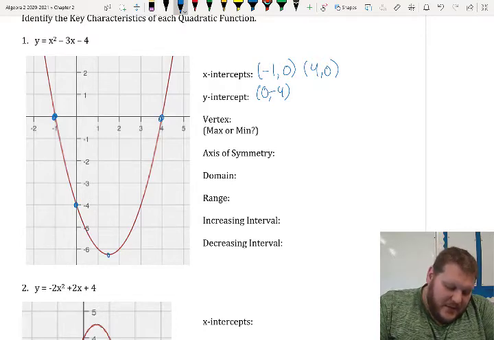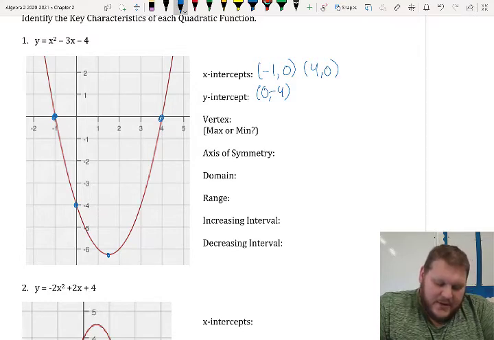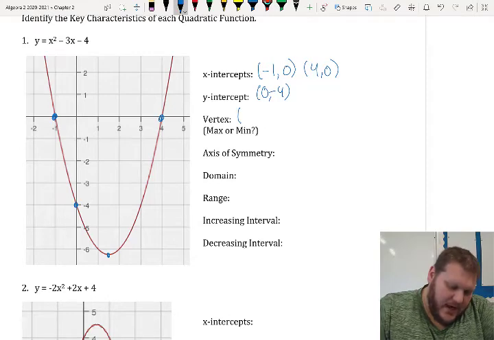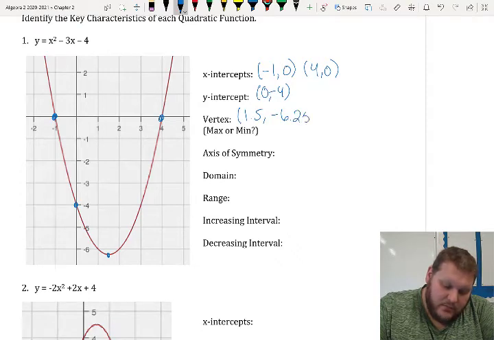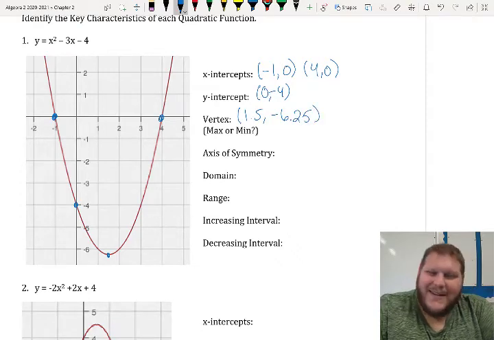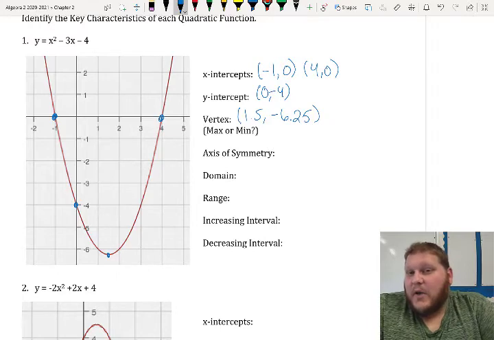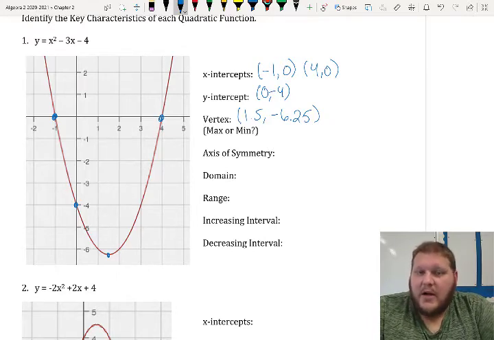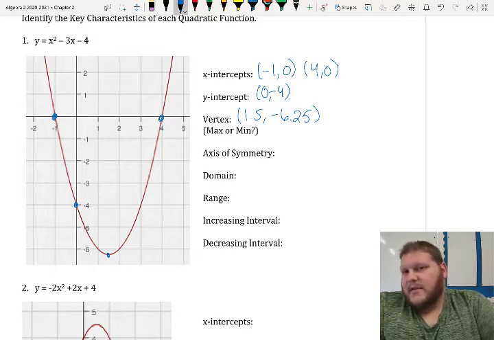Not the cleanest one. I should have probably switched this and made it a little bit nicer. My vertex here happens halfway between 1 and 2, and it looks like just a little bit less than negative 6. So I'm just going to approximate this to be (1.5, negative 6 1/4). With something like this, on a test or a quiz, it'll be on one of the nice grid markers so you know definitively what they are. But in this case, just do your best to approximate what it is.